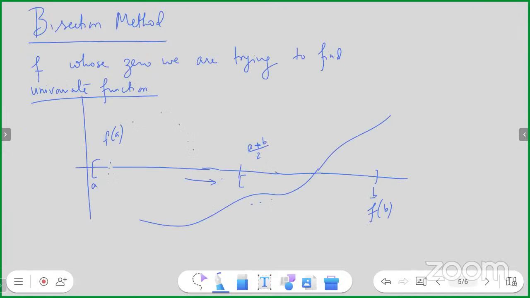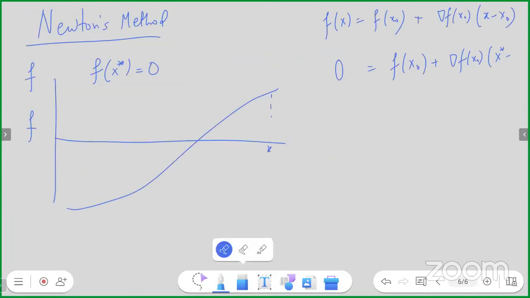Let's call it x1 minus x0. That's my next point to probe. So what will x1 look like? x0 plus something. Some form of this you have seen. So this is what Newton's method looks like.